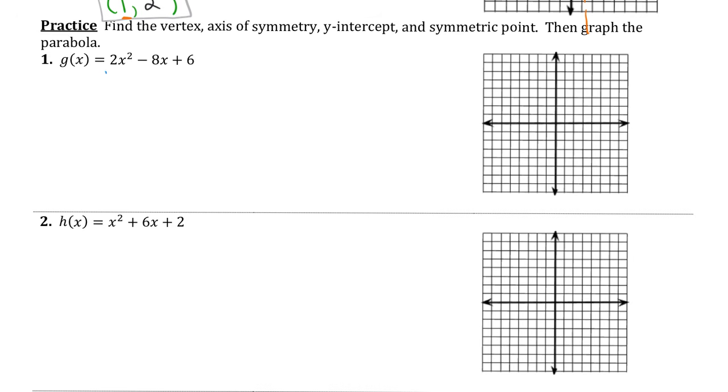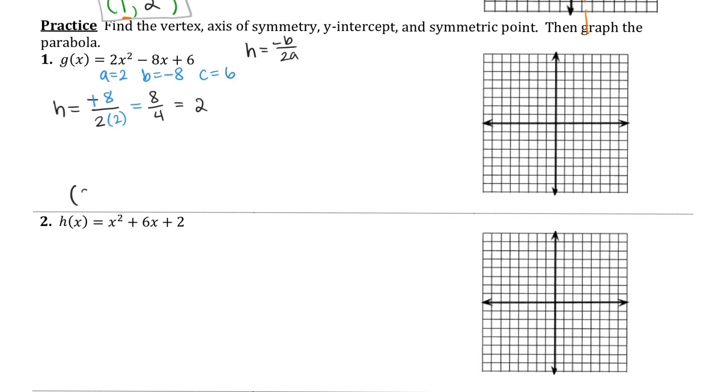Okay, so for the first one, A is 2, 2x squared minus 8x, B is minus 8, C is positive 6. Okay, for the vertex, remember H equals negative B over 2A. You don't need to write it every time, but you got to remember it. Okay, so negative B. B is already a negative 8. If I do a negative 8, it's going to switch it to positive 8. 2A. Okay, let's simplify that. 8 divided by 2 times 2 is 4. So the x coordinate of the vertex is 2.